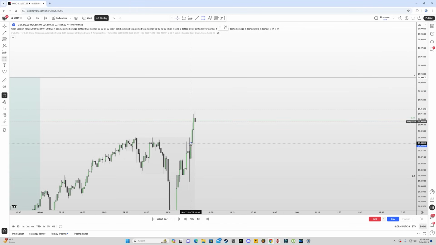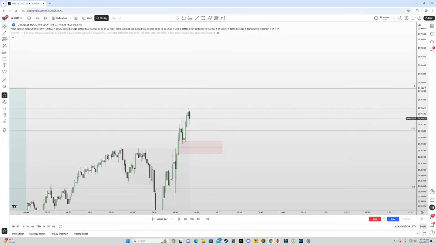We get a closure. Now there's a fair value gap over here, and then we also form a fair value gap over here as well. So if you missed this entry over here, you could have used this as your entry point. Remember, we are only taking one trade. We're not taking multiple trades in the same setup.